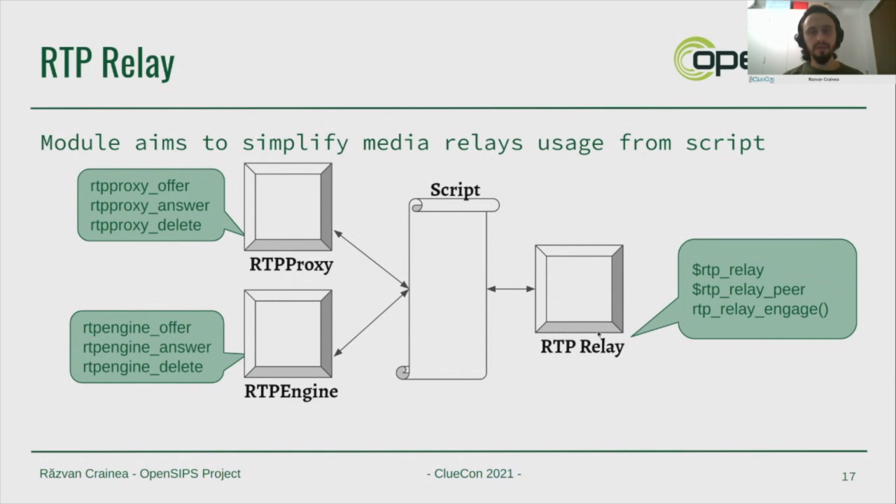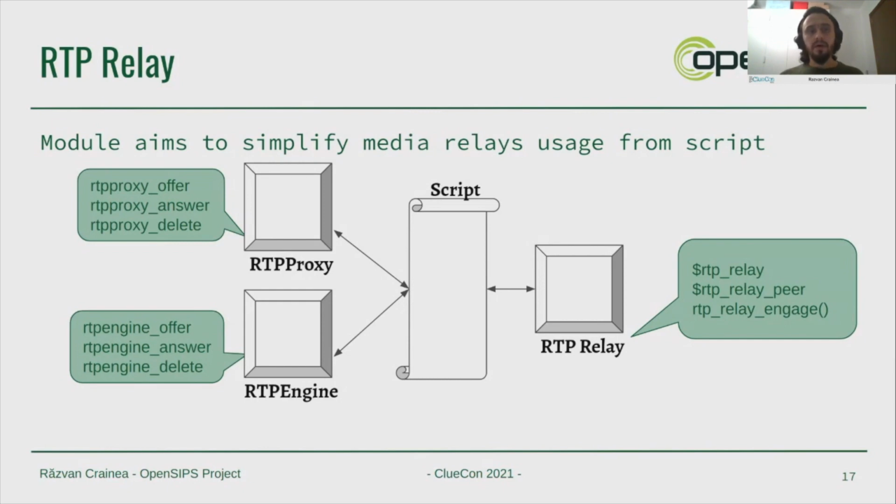Basically, the script exposes 3 different settings. RTP relay is a variable that you can use to specify flags for the caller. RTP relay peer is the flag that you use to specify flags for the callee. You can do it for several branches, or you can do it differently for several callees. And then all you have to do is call RTP Relay Engage, which basically takes care of all the common problems that I presented earlier.